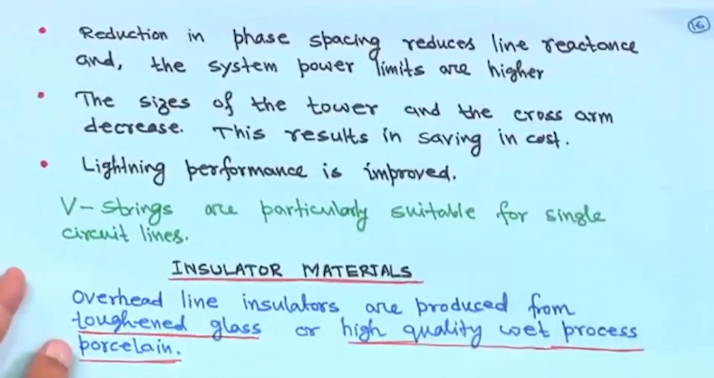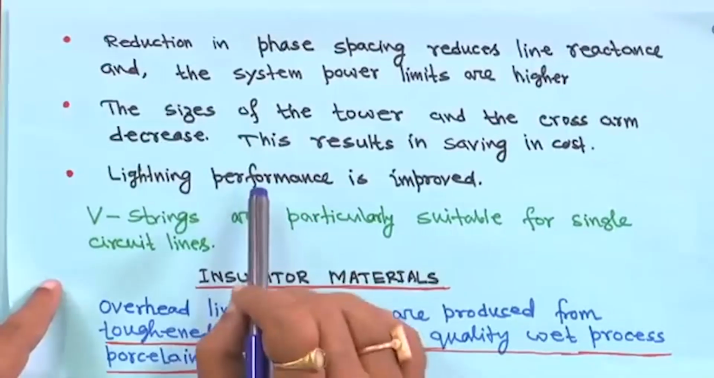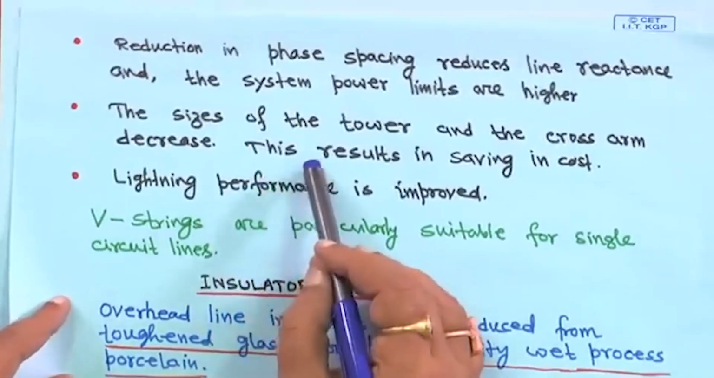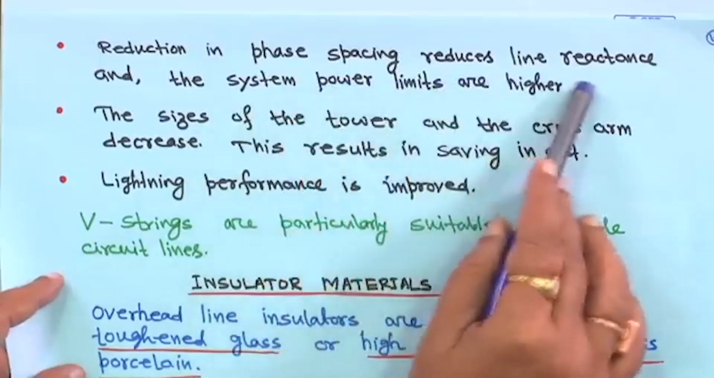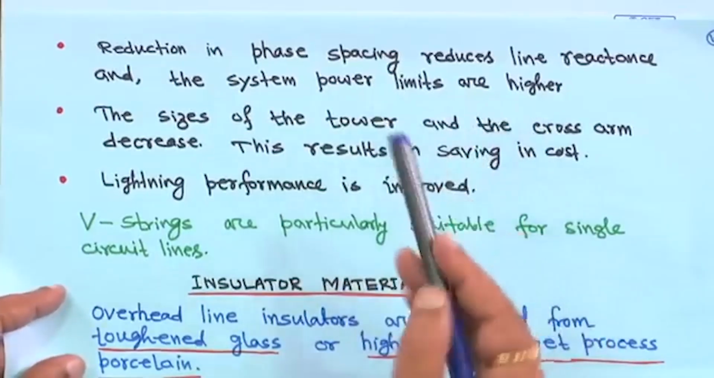Then reduction in phase spacing reduces the reactance. You have studied transmission line inductance calculations. Those who have taken the power system analysis course, there we have seen it, or we have read it in any book. So, reduction in phase spacing reduces the reactance and the system power limits are higher. So, you can raise the power limits.